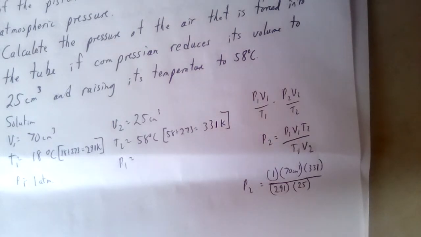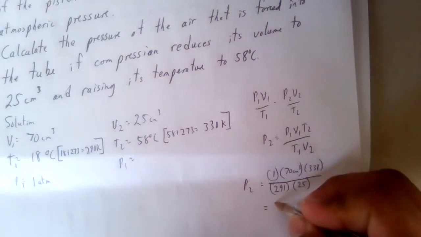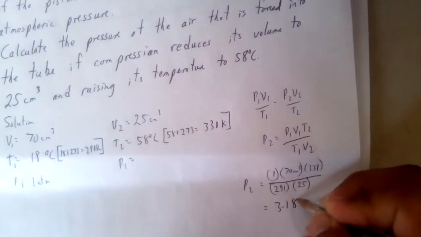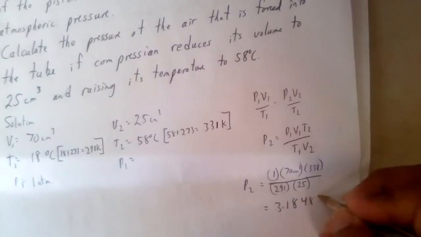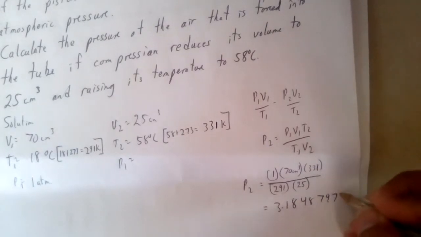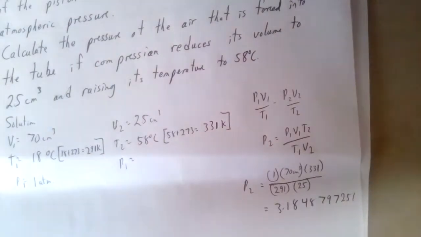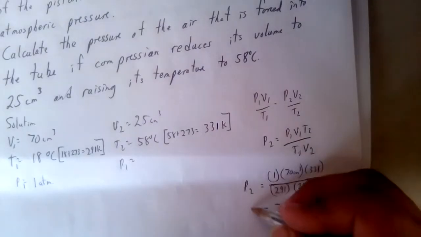331 divided by open bracket 291 times, but remember, since we use open bracket, okay, we end up with a pressure of 3.18848797251. That's the kind of answer that you end up with, pressure 2.